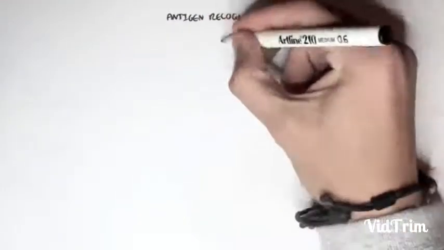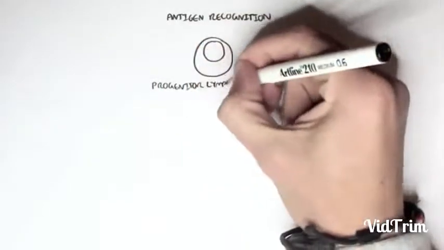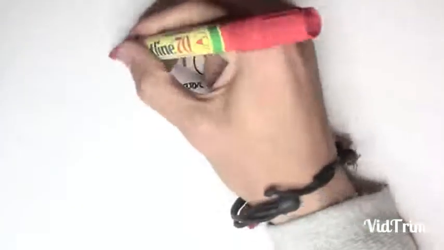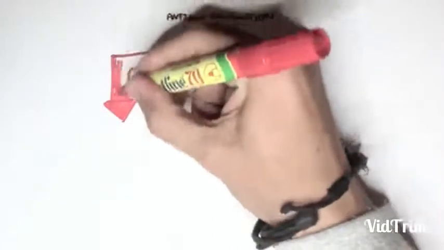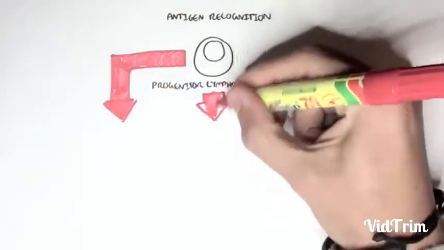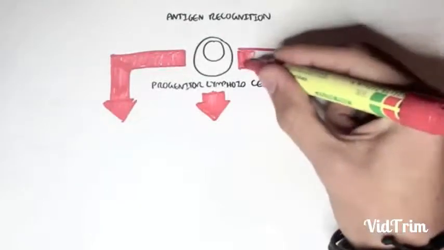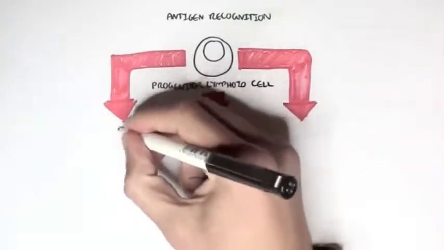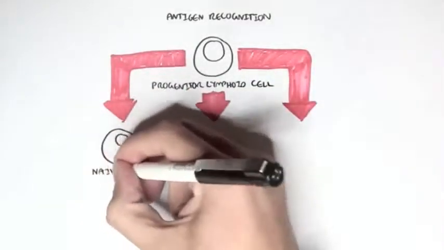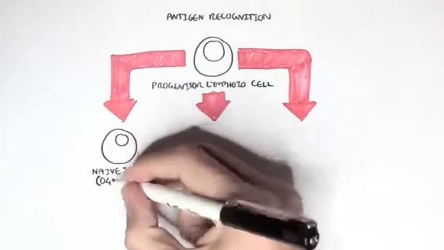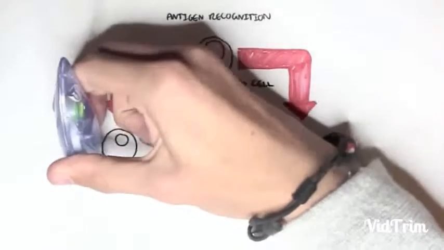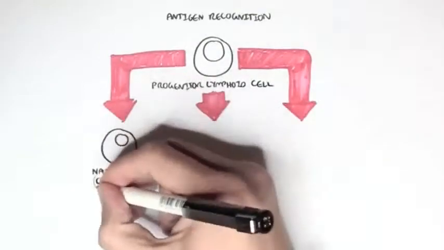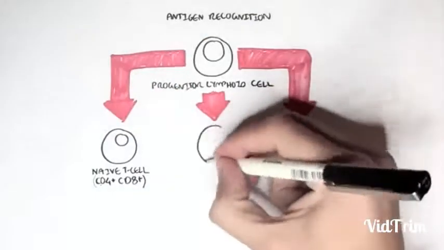In this video, we will talk about antigen recognition by phagocytes and B and T cells in a lot more detail, a bit more detail than the previous videos. We begin with a progenitor lymphoid cell that can give rise to either naive B cells or naive T cells. Here, this progenitor lymphoid cell will give rise to two naive T cells, CD4 and CD8 naive T cells. And also this progenitor lymphoid cell will give rise to a naive B cell.